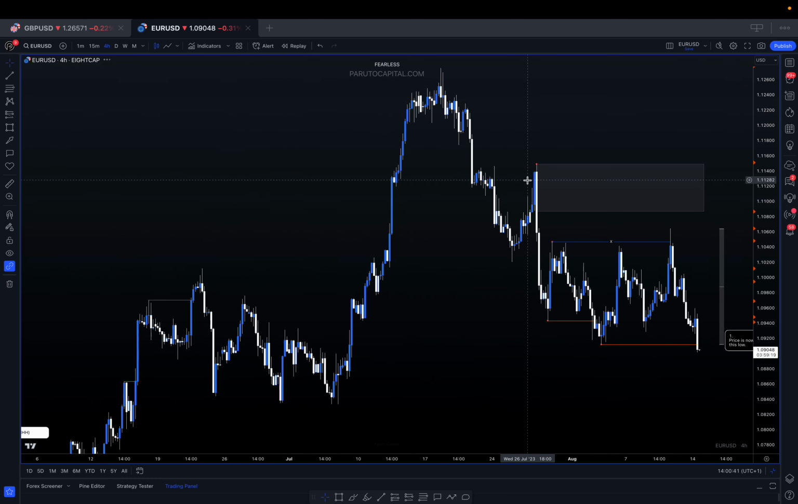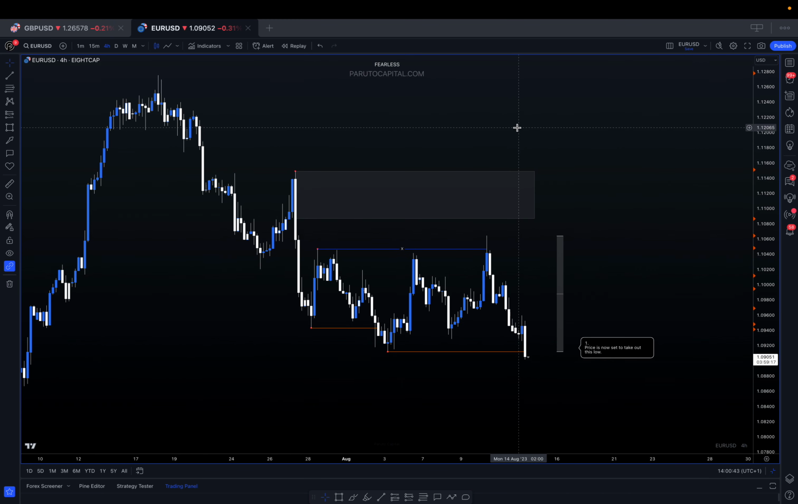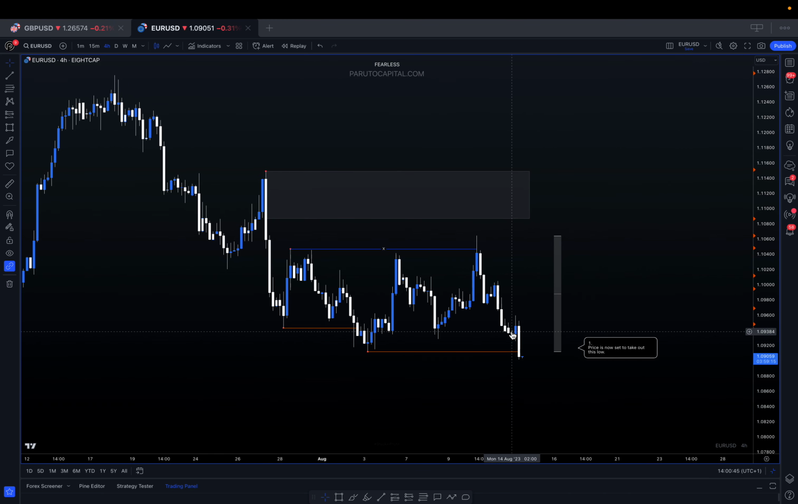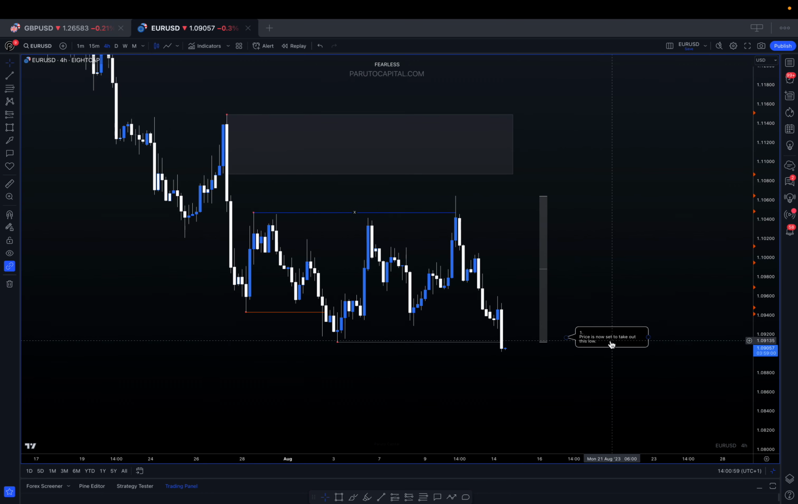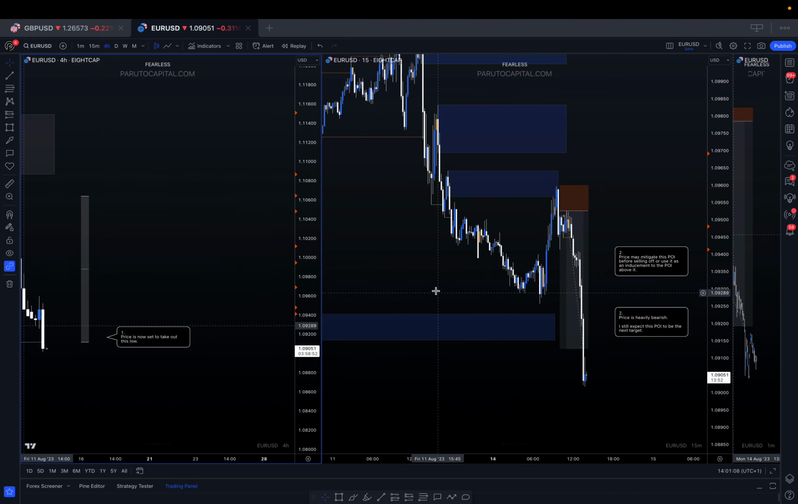Now, looking at the 4 hour, let's look at how this worked out. So essentially this morning we're around this area, price sort of pulled back a little bit, and then took out some of the POIs on the 15 minutes, and then we had the sell-off, which was the intended bias I had with respect to price. I had said that price is now set to take out this low, and you can see that happen, right? But now, how did this happen? So let's look at this together.